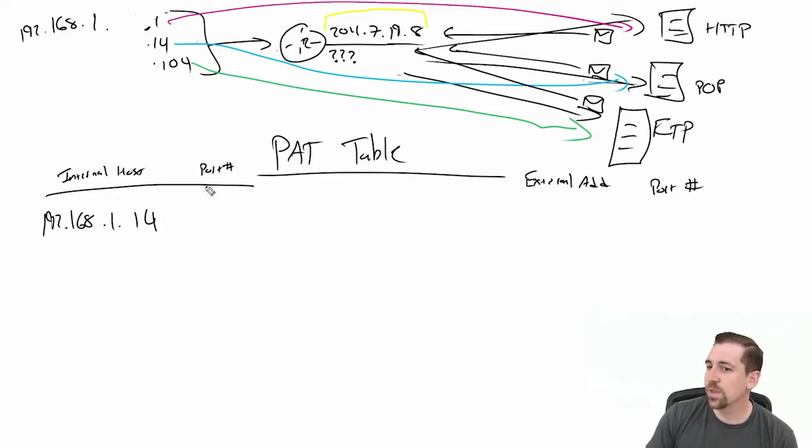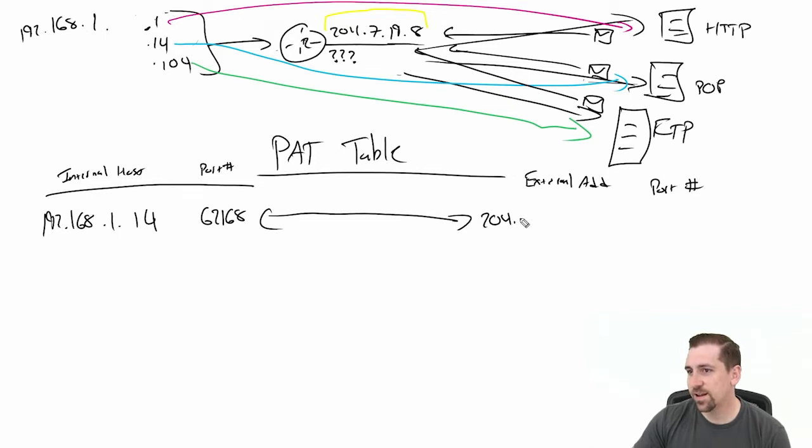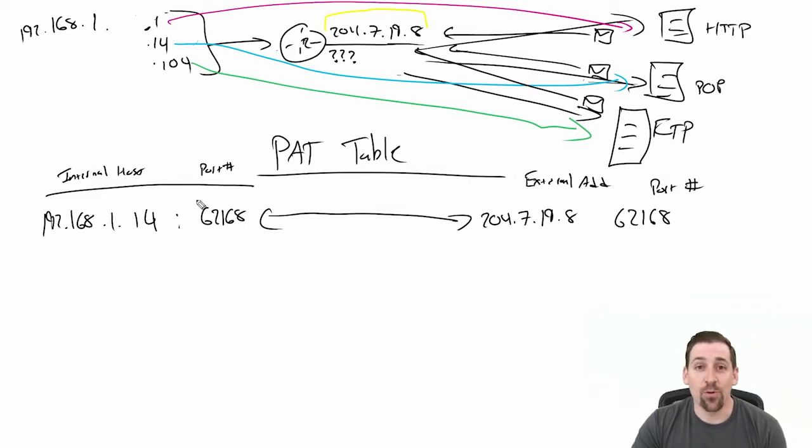So in here we have 192.168.1.14 with a port number of 62168. And it's going to be mapped in this table to the external host 204.7.19.8 with an external port number of 62168. Why did I choose the identical port number to the random high port that this internal host chose?